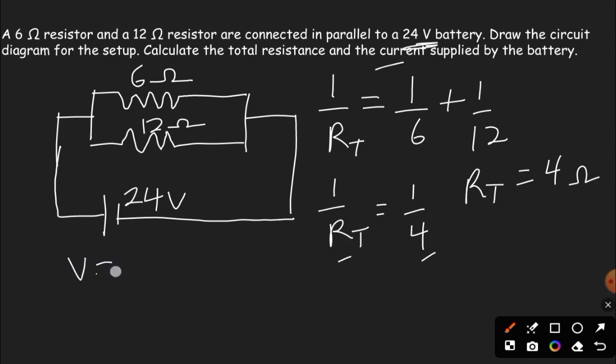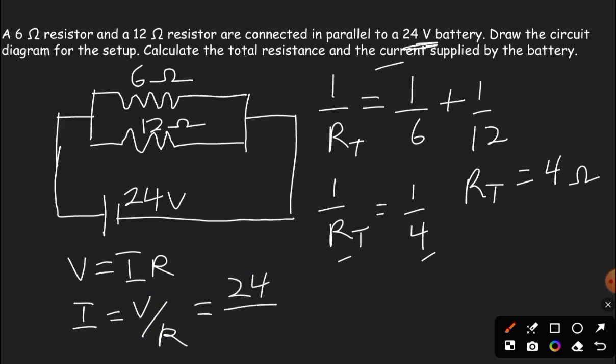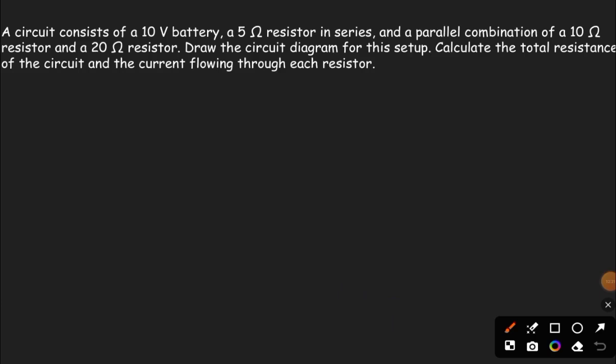So we are supposed to find the current supplied. So V equals I R. We make I the subject, you are going to have V on R. So the total voltage here is 24 over resistance is 4. 24 divided by 4. We are going to get 6. So 6 ampere. The next question.